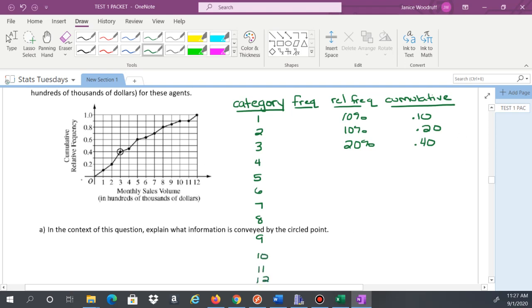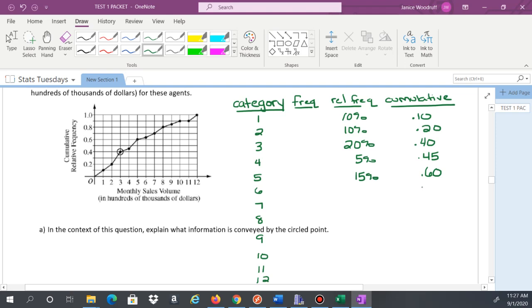All right, then 4 looks like 0.45. Well, that's only a difference of 0.05. That's 5%. And you don't really need to do this to answer the questions. I'm just showing you how, if you break it down and look at it backwards, this is how we get this chart. 5 would be 0.6. So if I go backwards, 0.6 minus 0.45 gives me 0.15, so that's 15%.